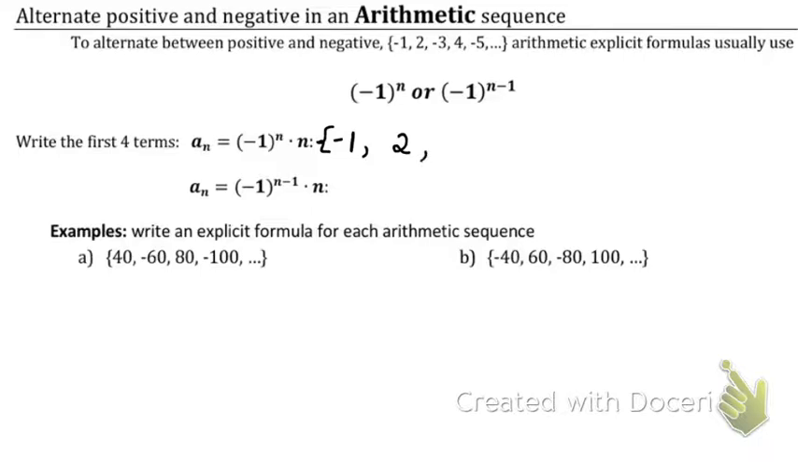When you plug 3 in, negative 1 cubed goes back to a negative 1. It is negative 1 times 3, which equals a negative 3. My fourth term is going to be a positive 4.